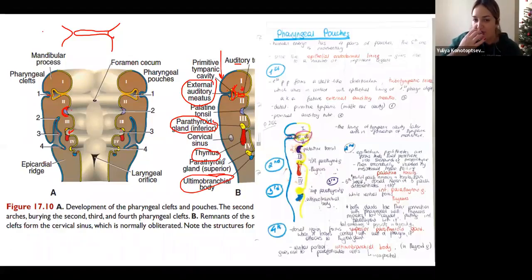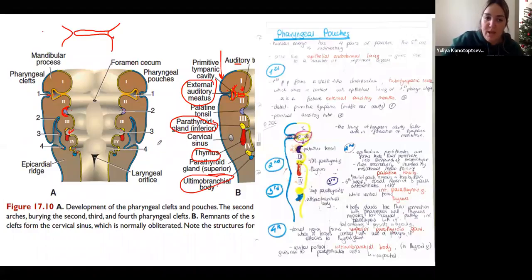So we have the following organs, right? We have the palatine tonsils when endoderm invades the mesenchyme, second pharyngeal pouch. Third one, we have the inferior parathyroid gland and thymus, the same process. Fourth one, we have the superior parathyroid gland and ultimobranchial body. And don't forget that the ultimobranchial body is special because it actually has neural crest cells in it.